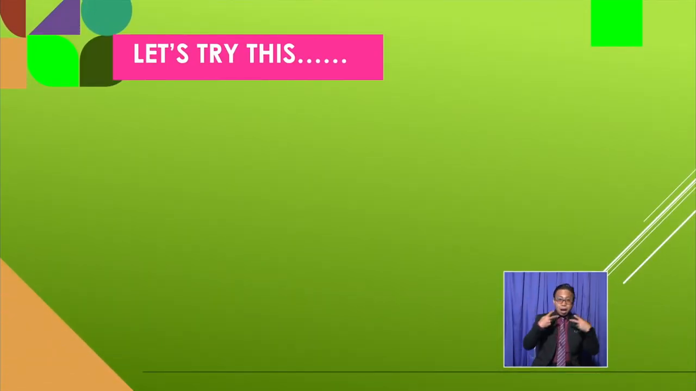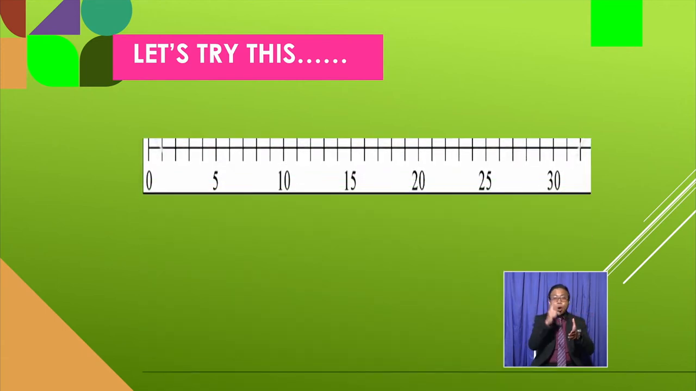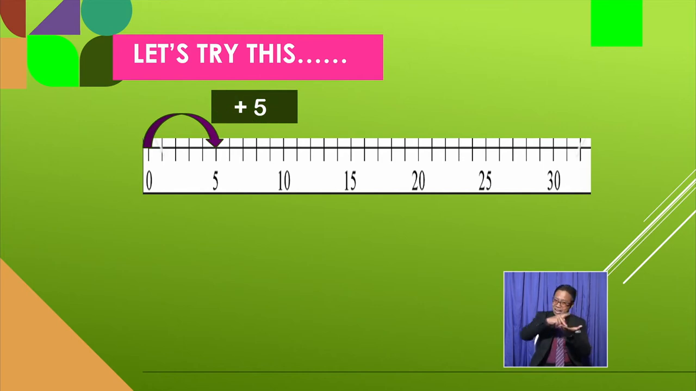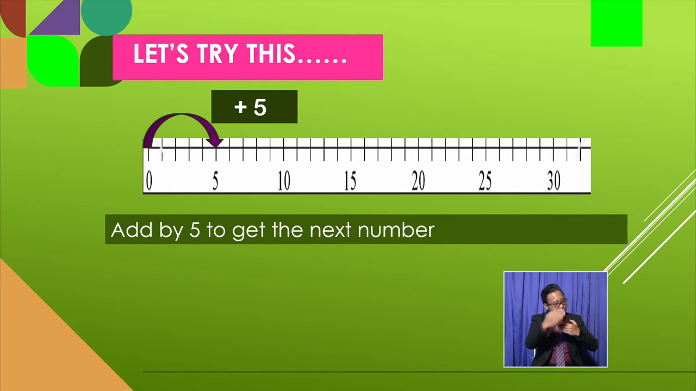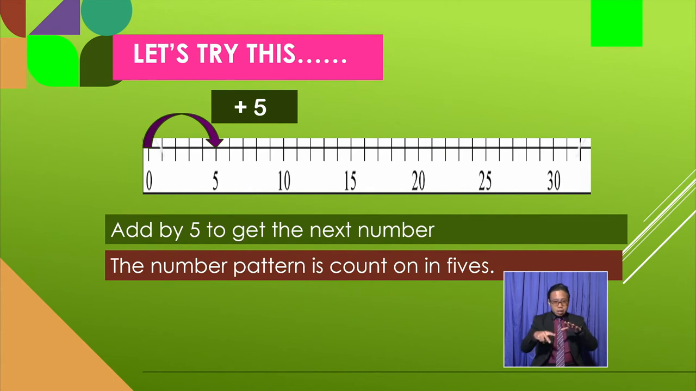Since you have learned many patterns, what is the rule of this number pattern? You are great! This number pattern is count on in 5. You need to count on by 5 to get the next number. One more thing, these numbers are ascending by 5. Excellent! You answered me correctly for all the questions given. Keep it up!